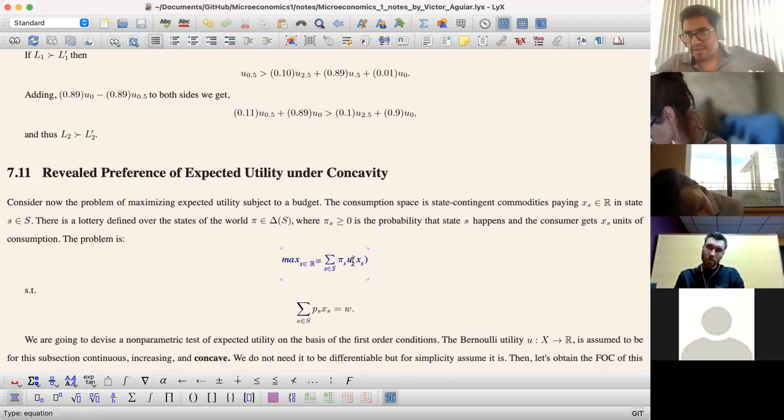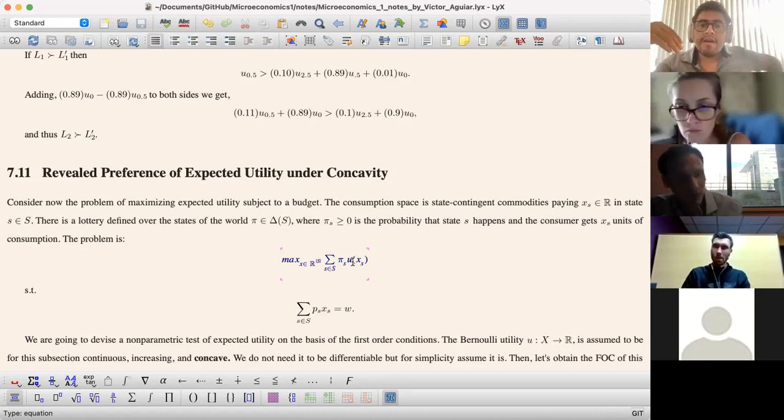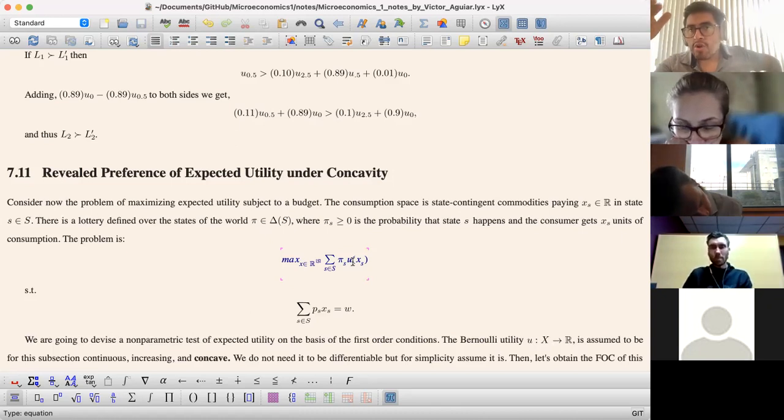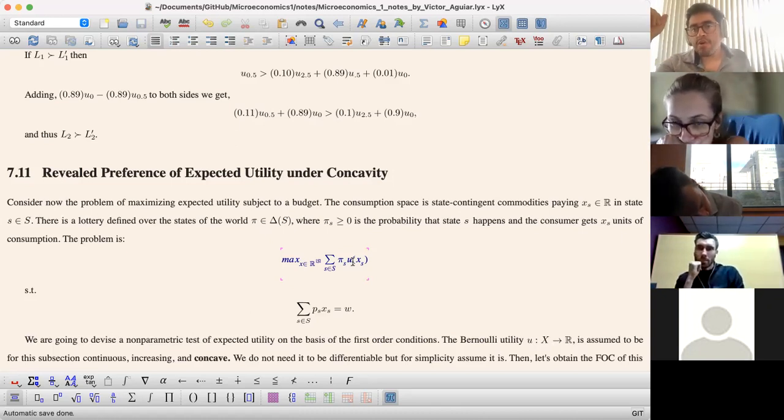And you can extend it to state dependent, but it becomes more complex. So the object we're going to study is the state independent Bernoulli, which is the model we haven't studied so far, the classical expected utility. And then you multiply by the probability of the state of the world, which is pi. Important thing, in this world, this pi is an objective probability, okay?